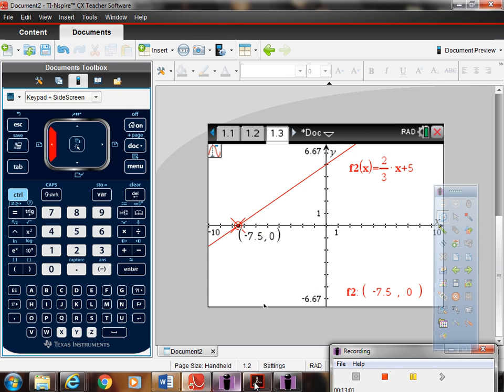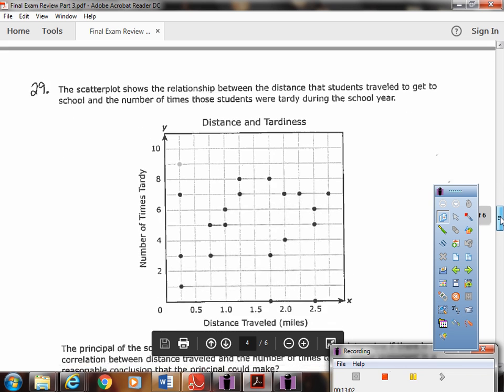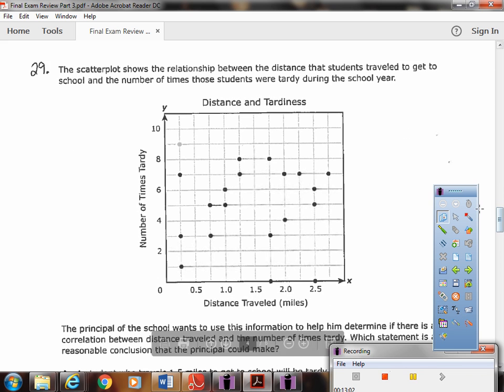Alright, any questions on that one? Alright, let's look at the next one, number 29. Oh, there's scatter plots. Read that one, Albert, please.